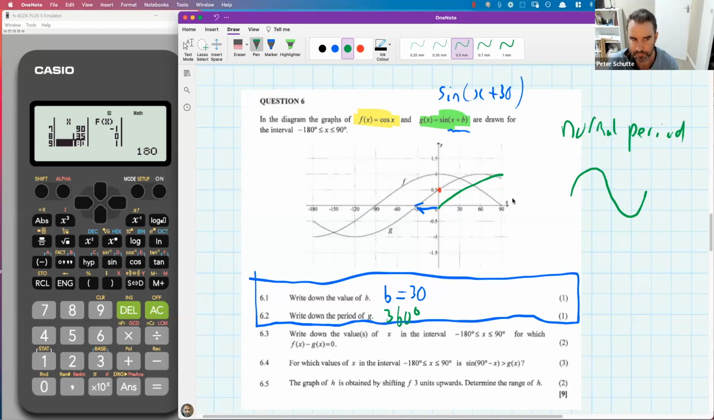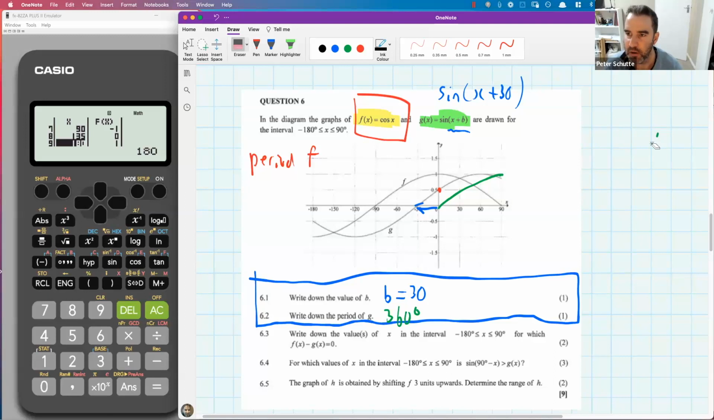Now for bonus points, before we have our break, what is going to be the period of the graph F? The graph F is this one over here. What's the period of F? This kind of goes back to our previous lesson, but I want to just throw it in there. What's going to be the period of the graph F?